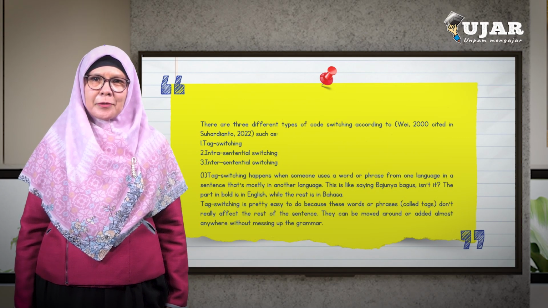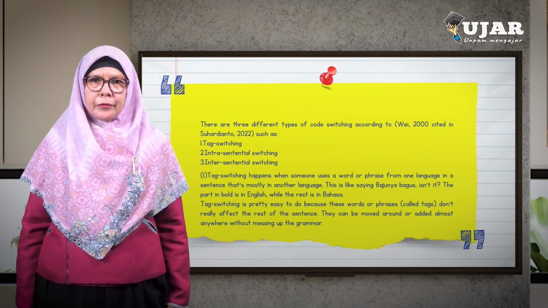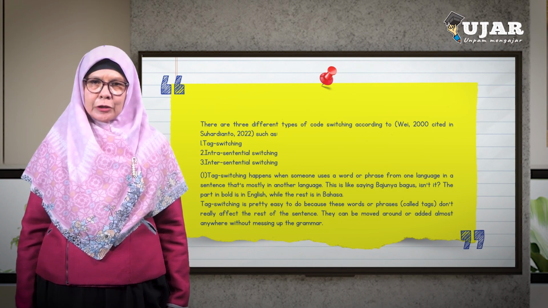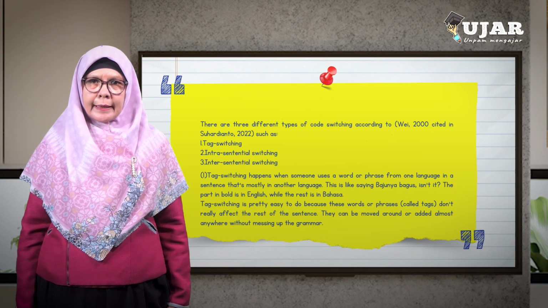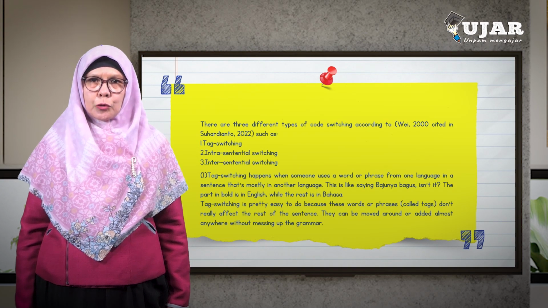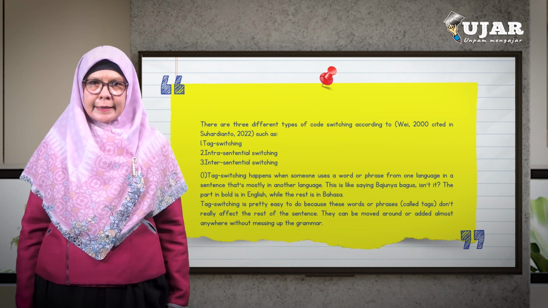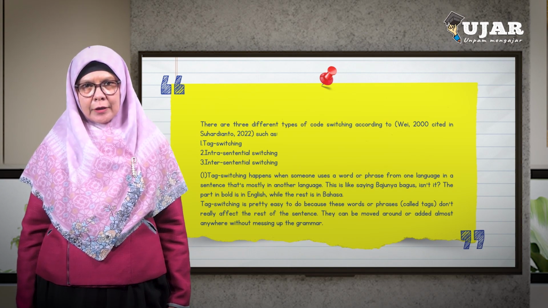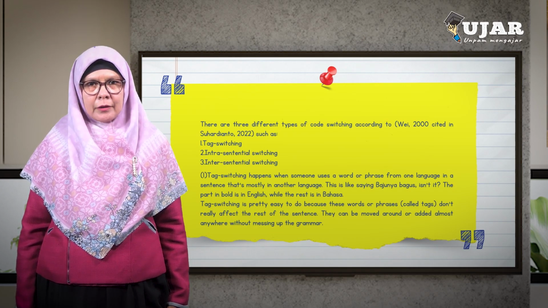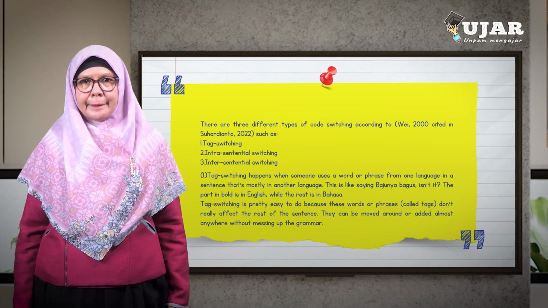There are 3 different types of code switching. The first one is text switching, the second one is intrasentential switching, and the last one is intersentential switching. Text switching happens when someone uses a word or phrase from one language in a sentence that's mostly in another language. This is like saying, "Baju bagus, isn't it?" The part involved is the English, while the rest is in bahasa.